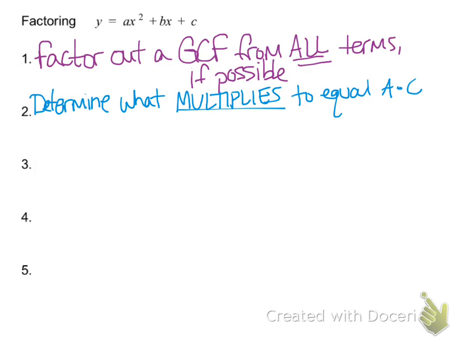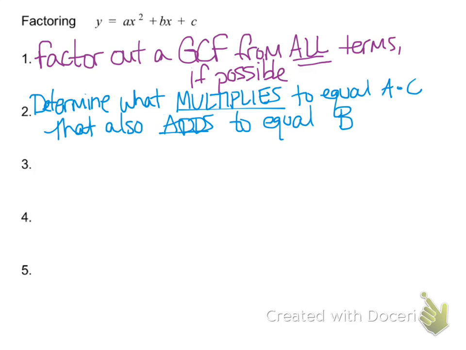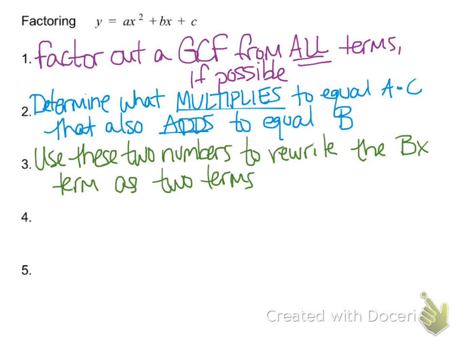Next, you want to determine what two numbers will multiply to equal the A times C product that also add to equal that B coefficient. And then you're going to use these two numbers to rewrite the BX term as two separate terms. So we're actually going to be going from a trinomial, something with 3 terms, to something with 4 terms.